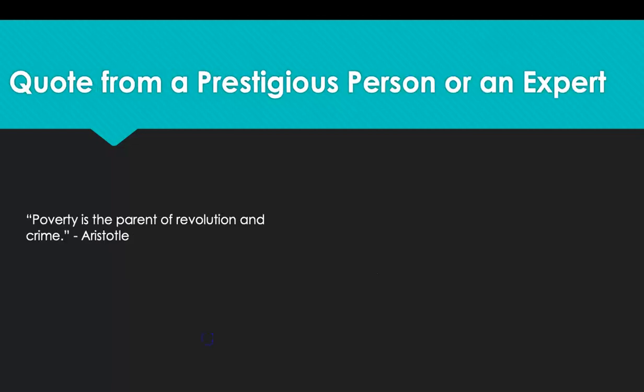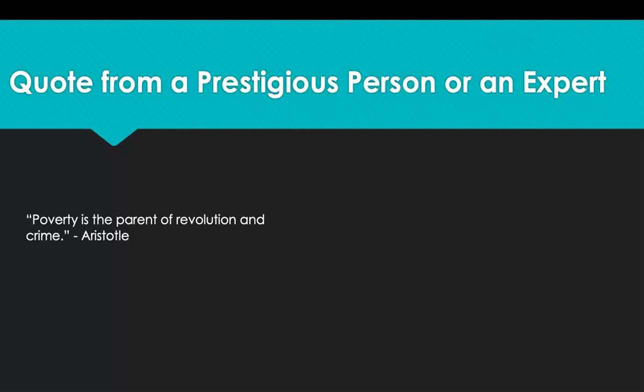All right, next one is a quote from a prestigious person or an expert. And it could be a prestigious expert. Anyway, so this one is from Aristotle. Poverty is the parent of revolution and crime. Okay, so Aristotle, he's a really big, important thinker from ancient history, and people love quoting him. So you could do something like that if you were talking about poverty, revolution, or crime, or how poverty contributes to either one of those.